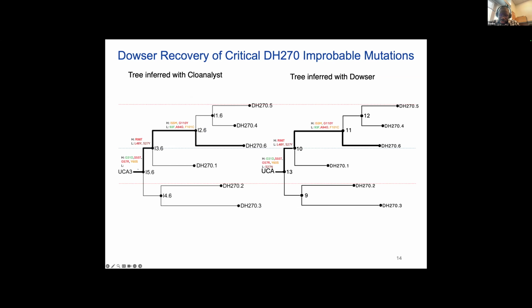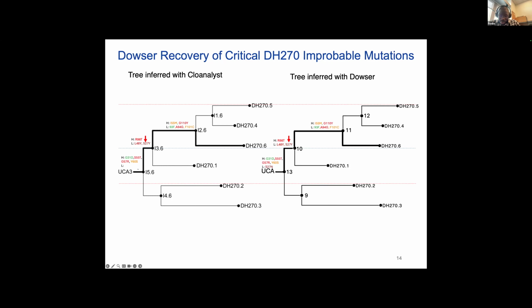To our delight, Dowser was able to recover all the critical mutations that clonalists had earlier detected and agreed with clonalists on the location along the branches of where those important mutations occur. One interesting observation, though, was how Dowser treated the S27Y light chain mutation.